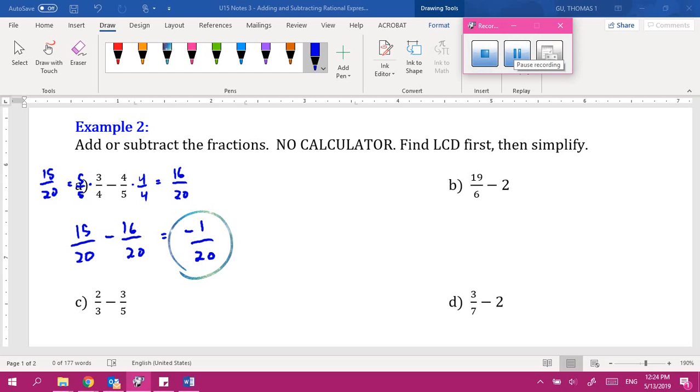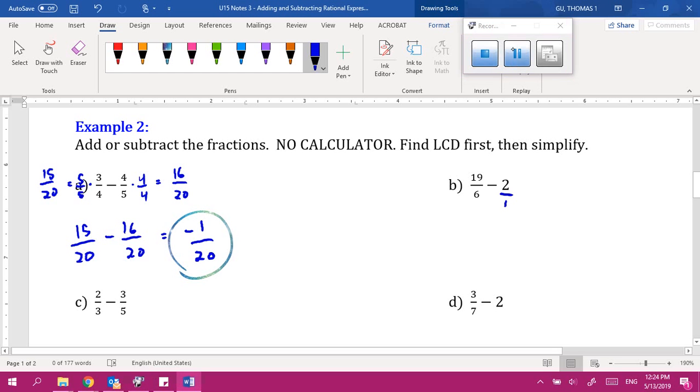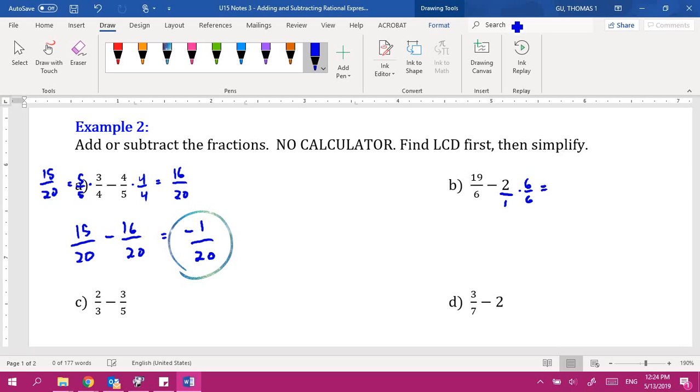All right, on B, what do you notice weird about letter B? What do you notice strange about B? There's no fraction on that 2, but how can I make that 2 into a fraction? Put it over 1, right? And if it's over 1, what is the least common denominator? 6, right? So I multiply by 6 over 6, which makes this fraction into what? 12 over 6. So now I'm doing 19 over 6 minus 12 over 6, right? Which would be? 7 over 6. That's right. Very good.